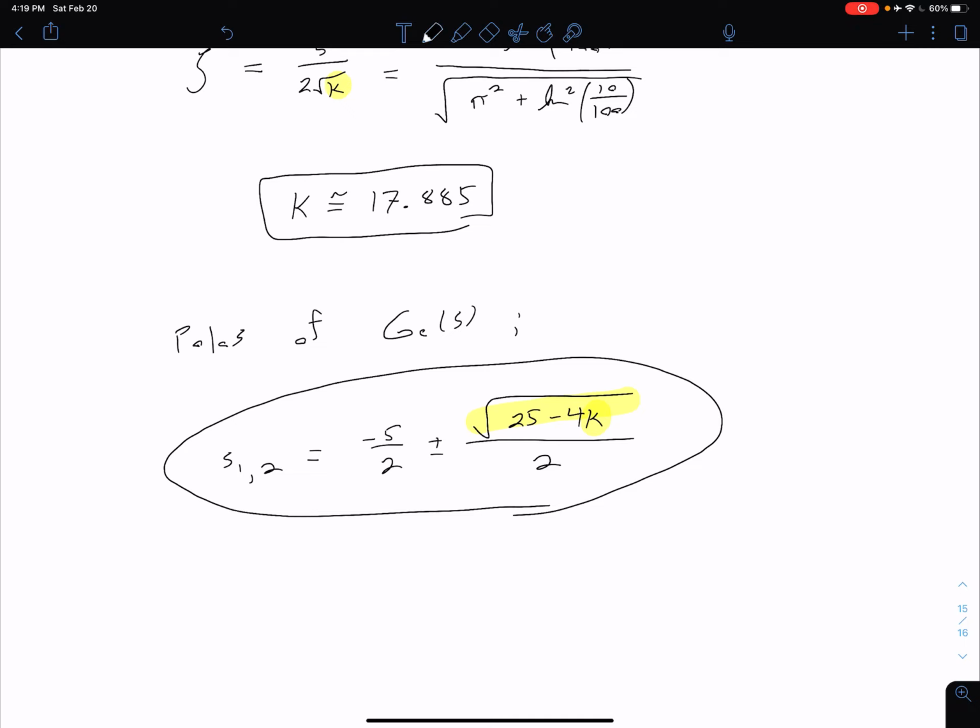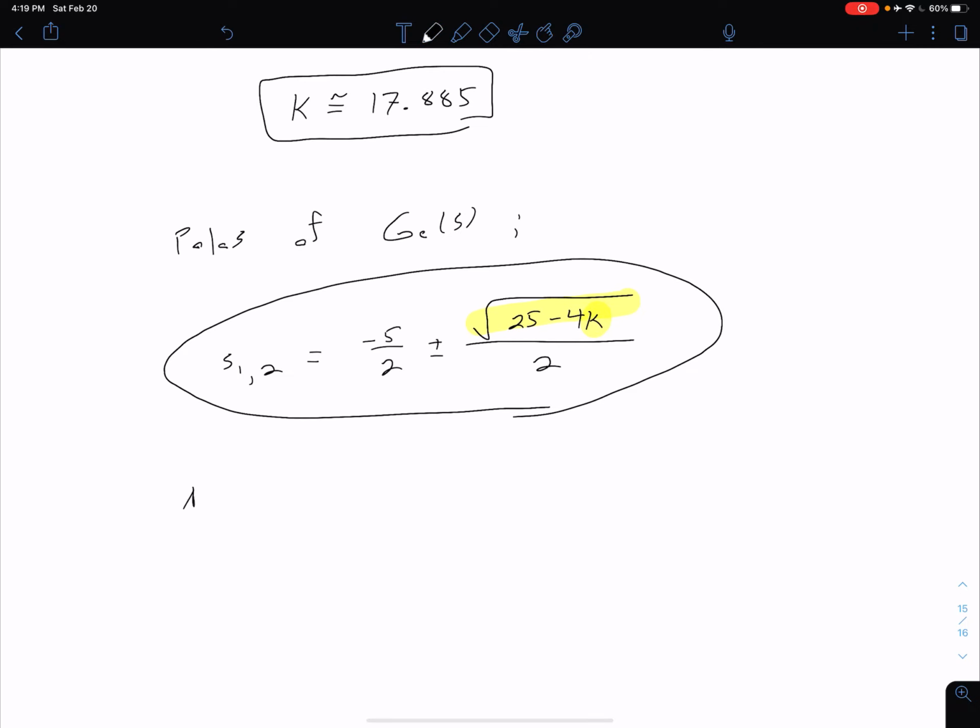So the main takeaway there is that by adjusting k, we can actually adjust the type of response we're getting. So adjusting k leads to changes in response type. So for one value of k, we might be able to get an overdamped response. For another value, we might be able to get an underdamped response. In this case, we could also get critically damped. In this case, we can't get undamped because we're always going to have this real part, negative 5/2.